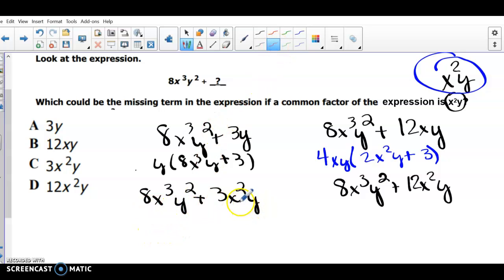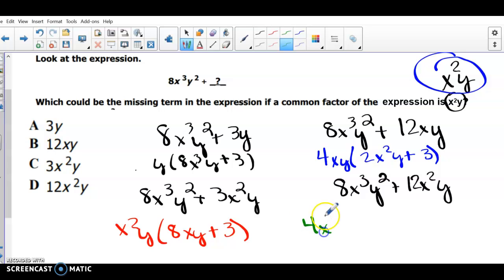I can't take a number, but I can take an x squared y out. Oh, this is looking good now. When I take that out, I have an 8xy plus 3. Here, what can I take out? I can take out a 4x squared y, and I'm left with 2xy plus 3.